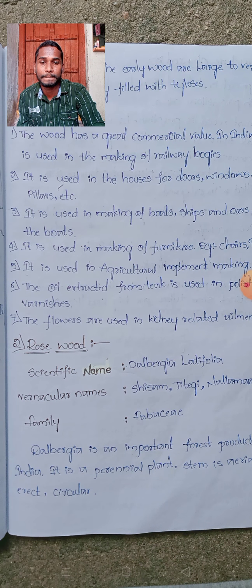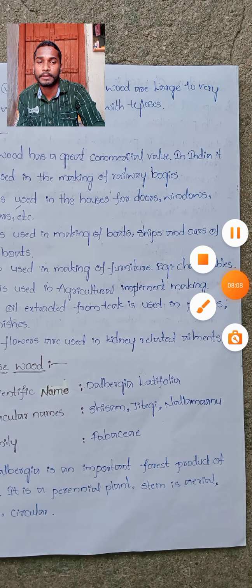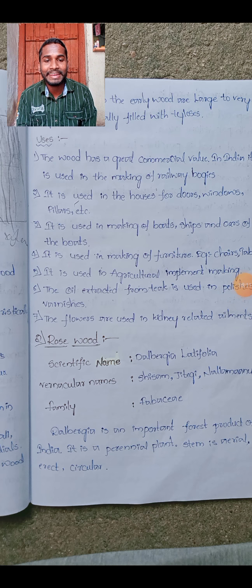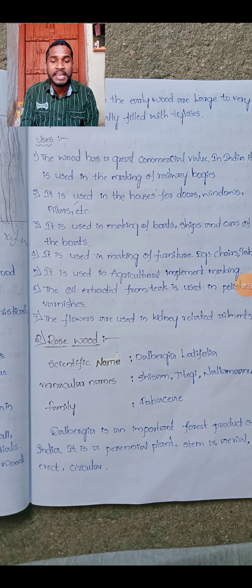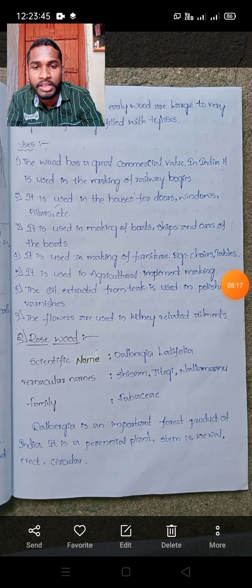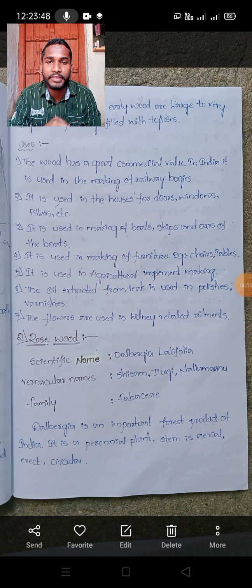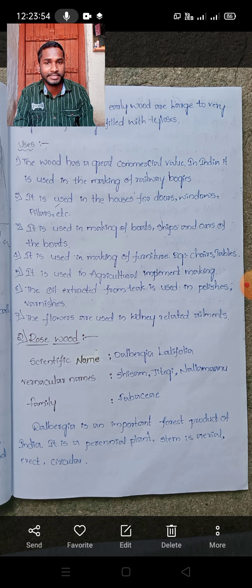It is used for agricultural implements, and oil is extracted from the teak, and it is used in polishes and varnishes. The flowers are used in kidney related treatments. Teak is a very useful and the hardest wood among all woods.